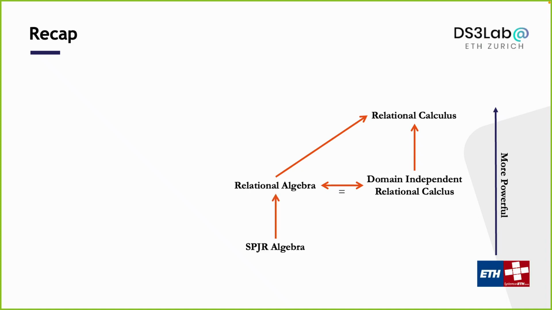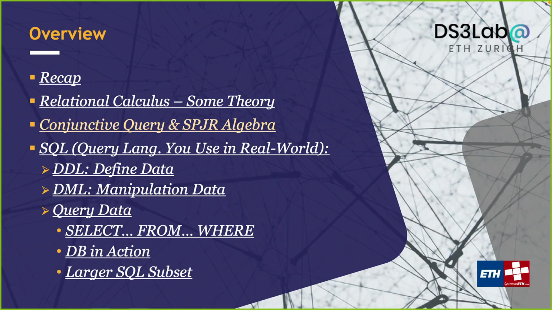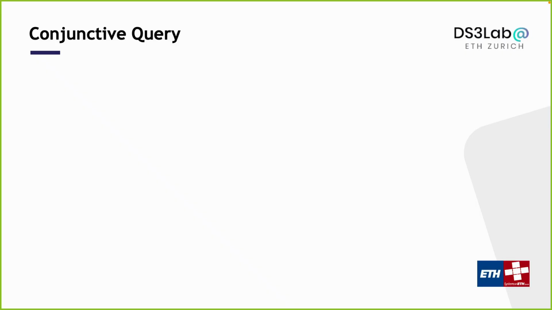We are going to talk about a subset of relational algebra that only has selection, projection, join, and renaming. And we are going to talk about a subset of domain-independent relational calculus called conjunctive query. And magically, they are equally powerful. Okay? So conjunctive query. Why do we want to constrain our relational calculus?